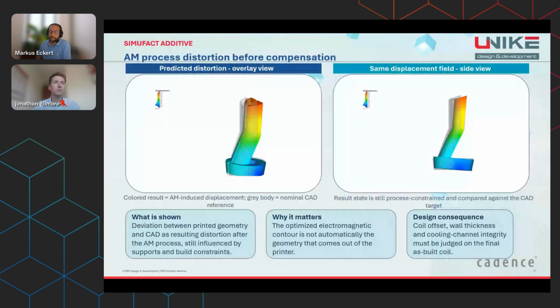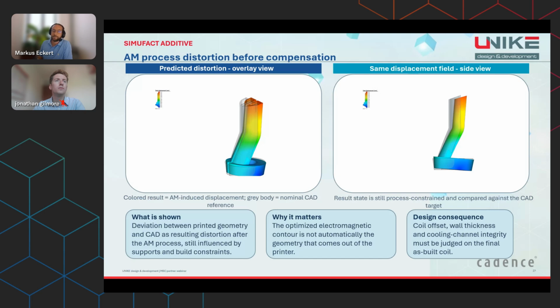Here, we see the distortion assessment before geometry compensation. The distortion on the left side and on the right side views are not additional design variants. It shows the deviation of the printed or virtually printed geometry from the nominal CAD geometry. The colored result represents additive manufacturing induced displacement. The gray reference shows the CAE target geometry.